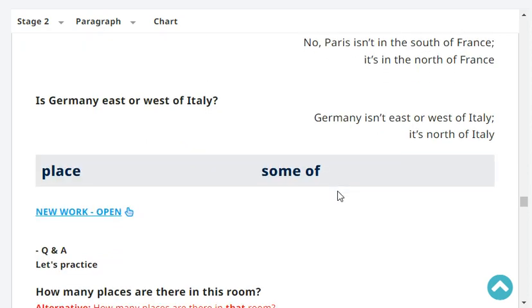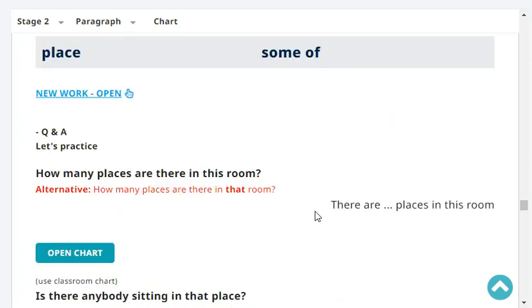Is Germany east or west of Italy? Germany isn't east or west of Italy. It's north of Italy. Very good. Okay, so that's the end of our revision.